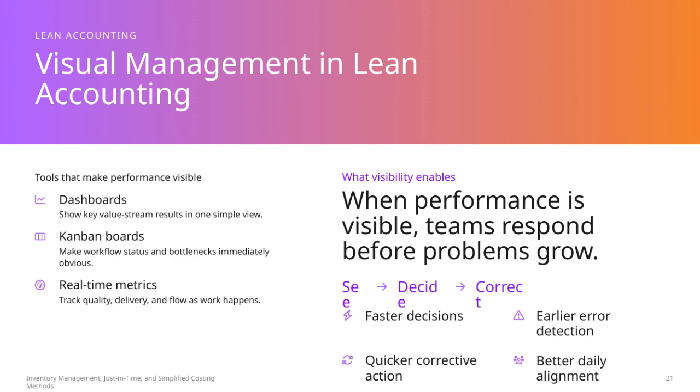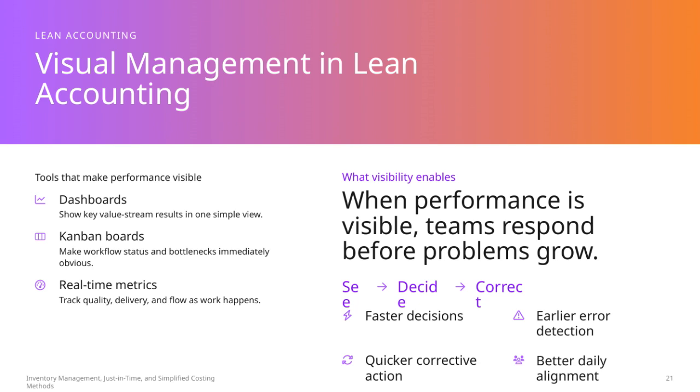Another essential tool is Kanban boards. These visually show the status of workflow and highlight any bottlenecks immediately, so the team can address issues before they escalate. Real-time metrics are also crucial because they allow us to track quality, delivery, and workflow continuously as work progresses.